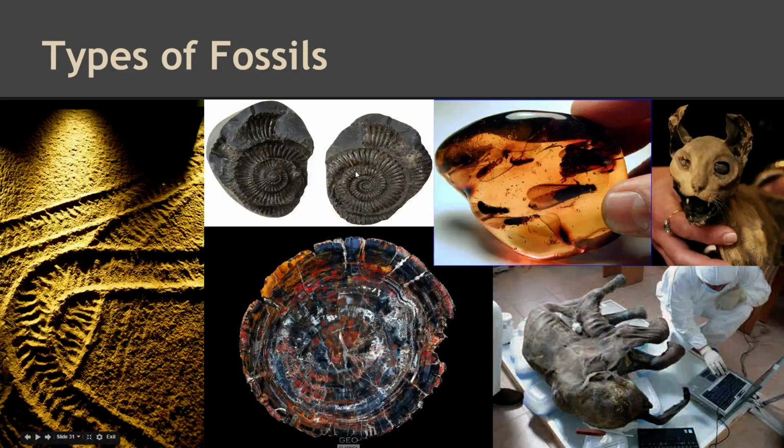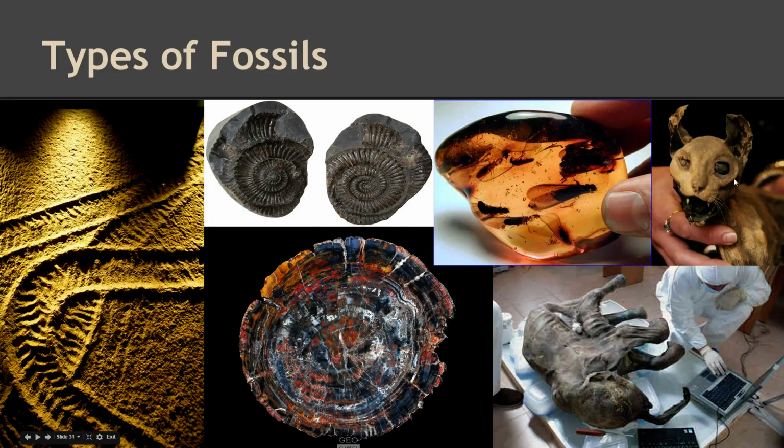You can get molds and casts. Here we have some petrified wood, where dissolved minerals in water replace the organic material of the organism and leave behind these bright colors and minerals that solidify over time. So that's an example of petrified wood. Here we have some amber, where bugs and other organisms can get stuck in tree resin. That resin hardens over time and does an excellent job of preserving the organisms.